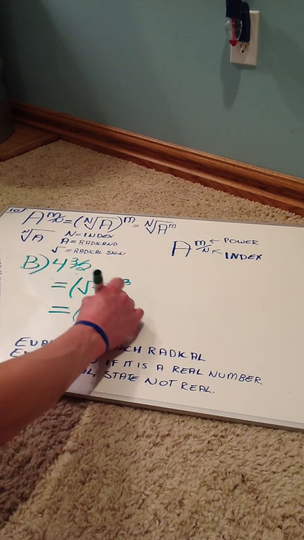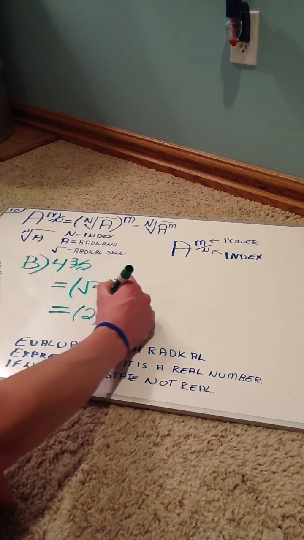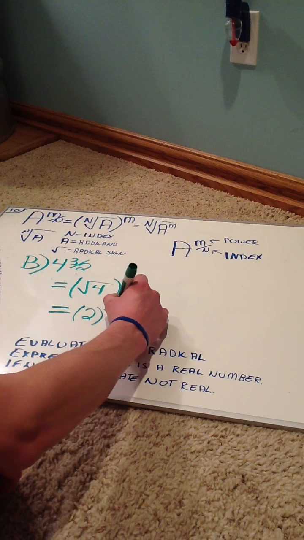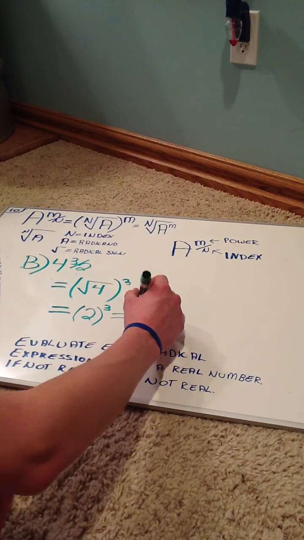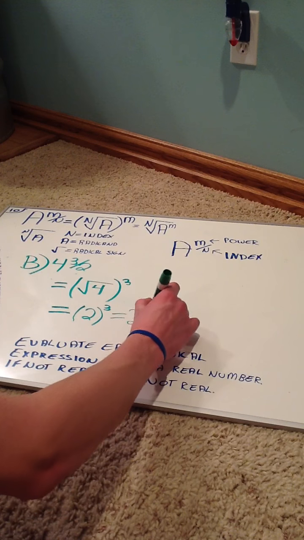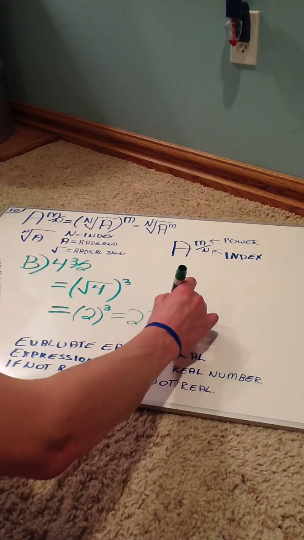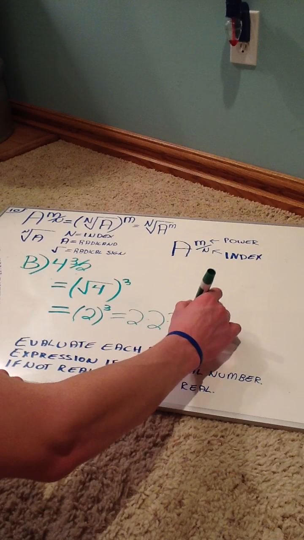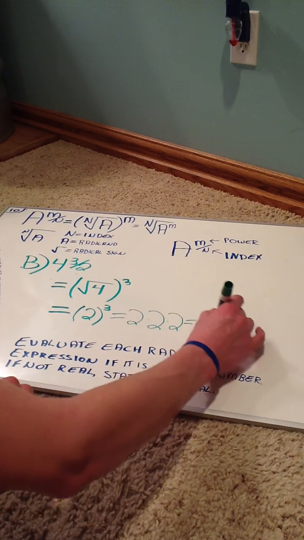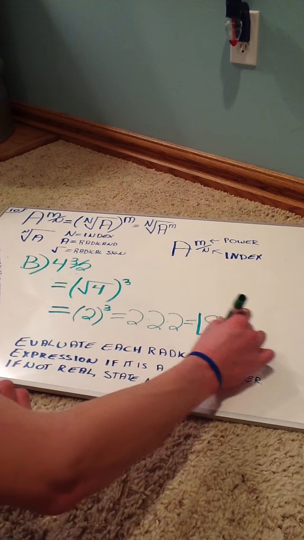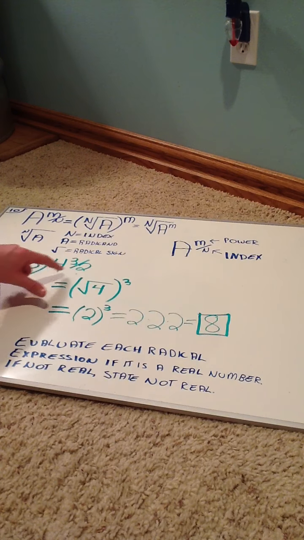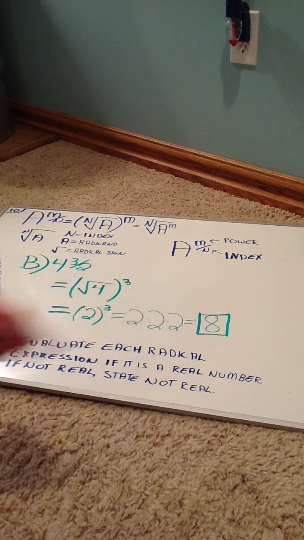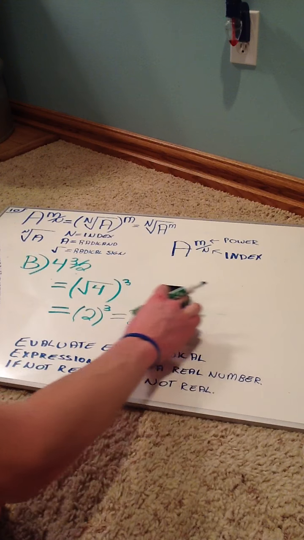2, because 2 times 2 equals 4. But that's still to the third power. So, 2 to the third power is equal to saying 2 times 2 times 2, which equals 8. So, 4 to the third over 2 is equal to 8. We'll do another one.